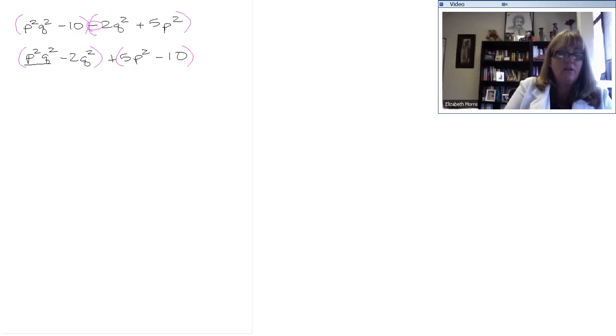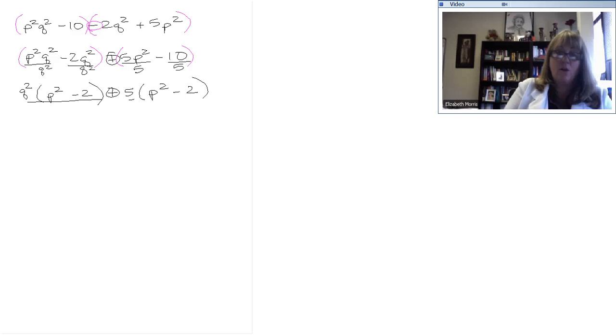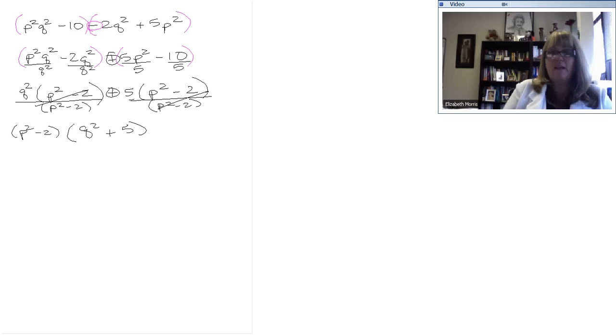What can I take out of here? Q squared. They both have a q squared, which leaves me with p squared minus 2. Plus, what could I divide out of here? Well, at least a 5. If I take a 5 out, I'm left with p squared minus 2. So it worked. What do they have in common now? Because we're still separated by addition. P squared minus 2. And what's left when we divide out p squared minus 2? Q squared plus 5. And that's my answer.